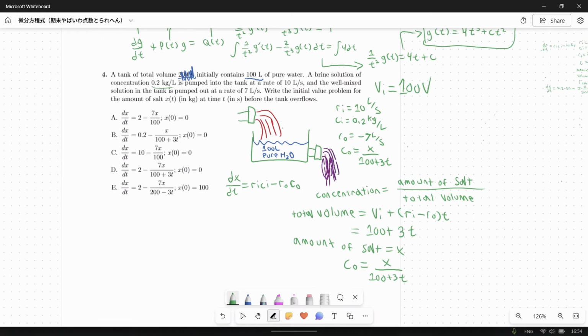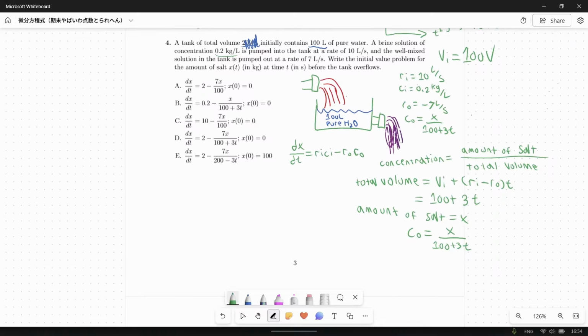So now that we have all the values we need, we can plug that into our differential equation and proceed further. Putting this down here, we can say that dx/dt, plugging in our values, we end up with 10 times 0.2 minus the rate out of 7 times the concentration out of x over 100 plus 3t. Simplifying this down a little bit, dx/dt is going to be equal to 2 minus 7x over 100 plus 3t. And this is going to be the final form of our differential equation for this question.